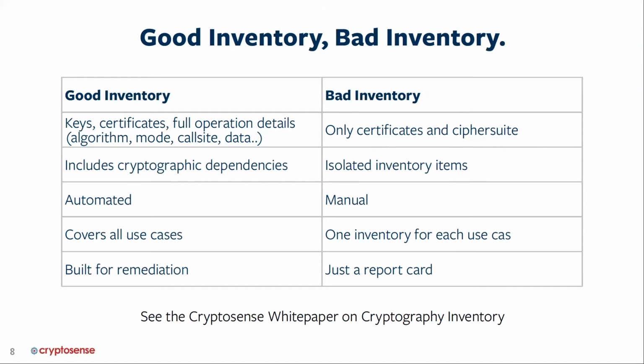So a good cryptography inventory is what we call three-dimensional. It covers the objects, so that's things like keys and certificates. It covers the operations, so that's things like the algorithm and the mode that we use to do something. And it covers the call sites. So where in the application did that get called from? Did it get called from a third-party library? Was it invoked directly from the business logic? Was it some part of the application framework? And I need those three dimensions.